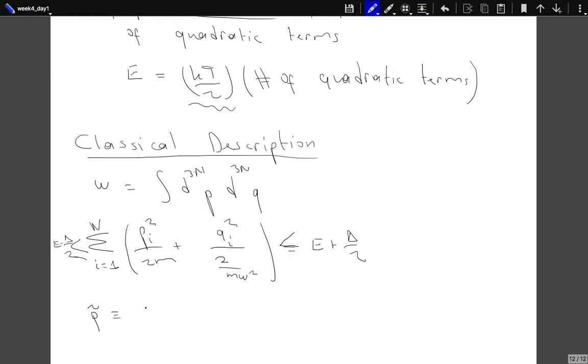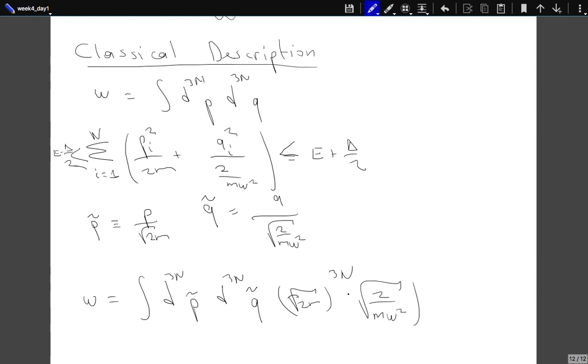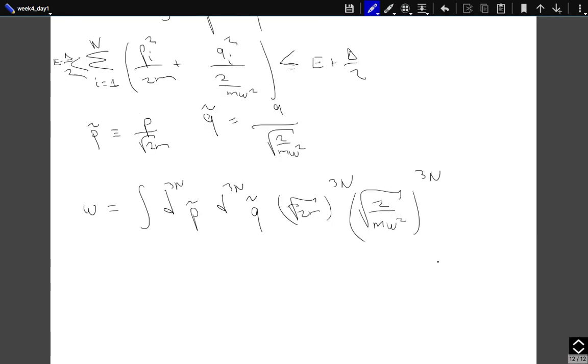P tilde is P over square root of 2m, Q tilde is Q over square root of 2 over m omega squared. So now my phase space volume is actually d3n p tilde, d3n q tilde, multiplied by square root of 2m. I have 3N of them, and square root of 2 over m omega squared. I have also 3N of them. This is my omega. And now my volume is defined by this constraint.